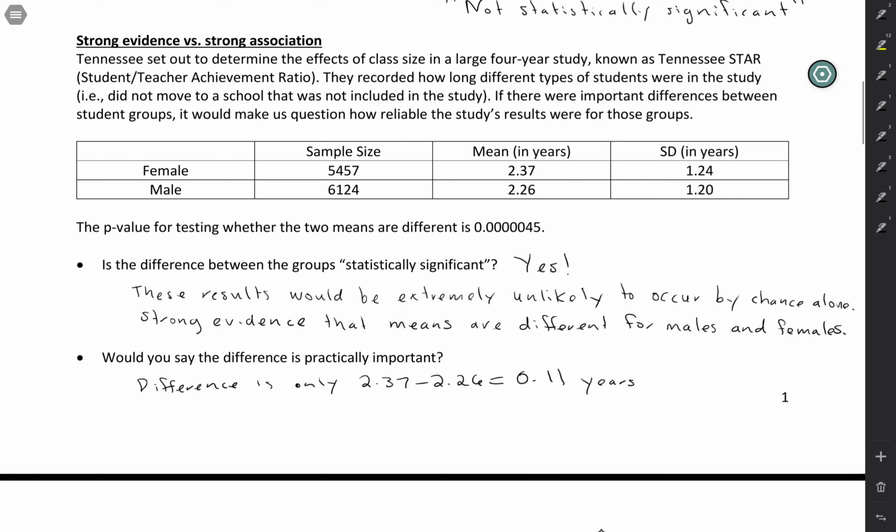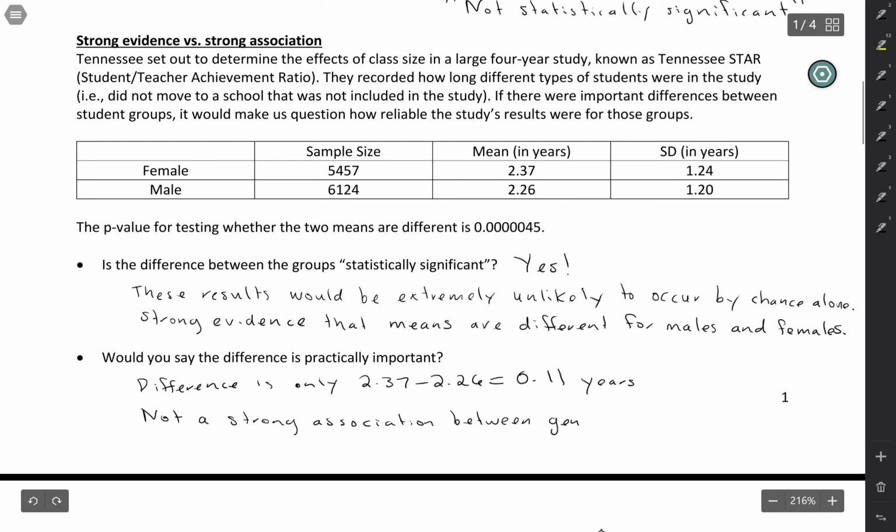So practical importance is going to depend on knowledge of the context, and I don't really want to go into details about the context of this study here, but just at a glance, 0.11 years doesn't seem like a very big difference. So I would probably say here that there's not a strong association between these two variables, not a strong association between gender and time in the study.